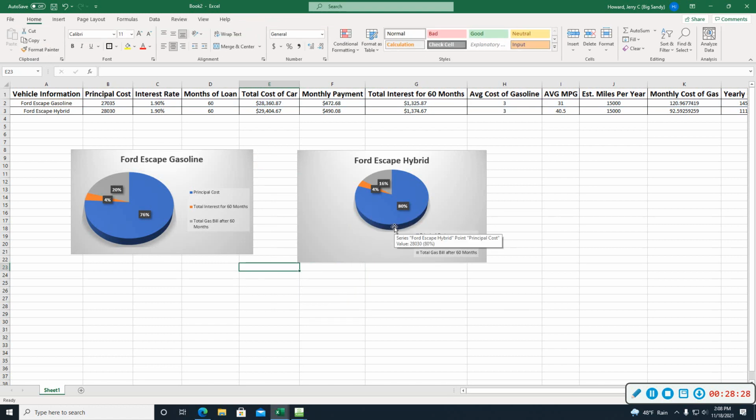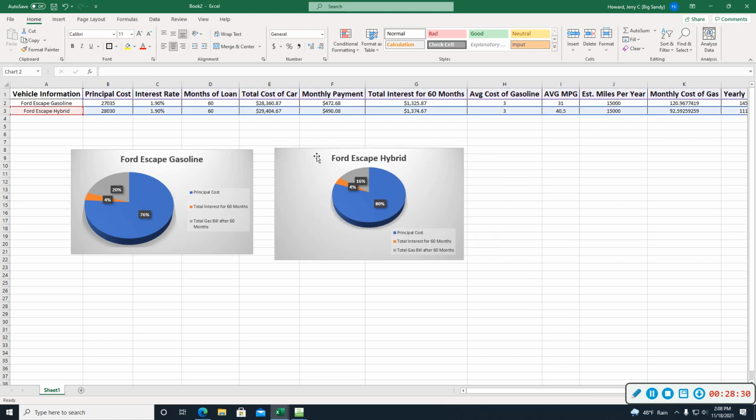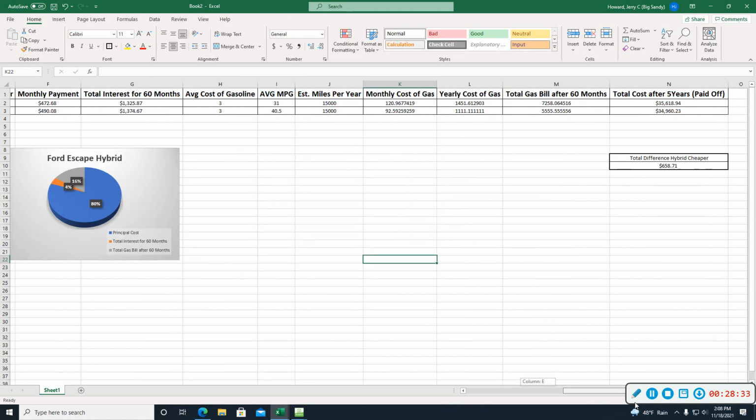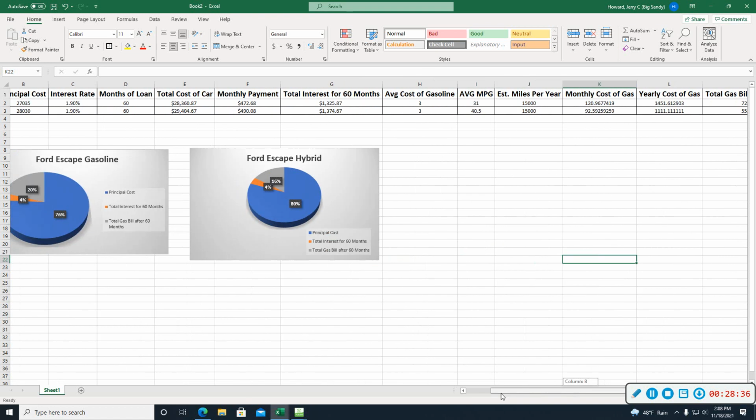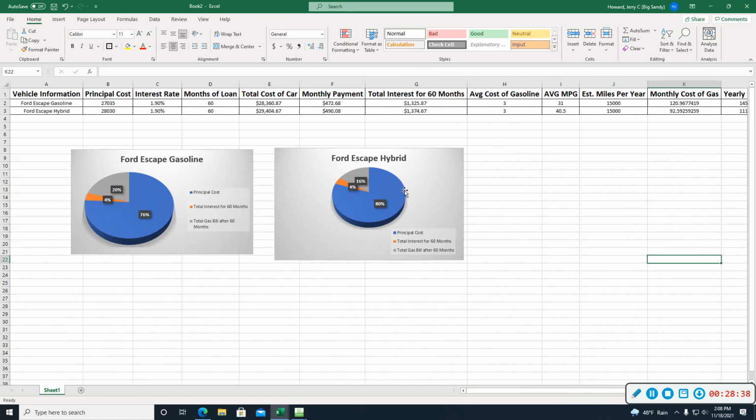If y'all take a look at it now, the difference is, and we know that we had the chart and it showed us how much savings. It was $658 cheaper when I got it paid off to drive the hybrid, but it wasn't a whole lot of difference. But if you look at this, the principal cost is 76% here. It's 80% on this one. So this is cheaper over here. But you see the difference where it starts to come in is what you would expect. The total gas bill after 60 months. If you drove these exactly the same, 15,000 miles, see how this one's 20% and this one's 16%.